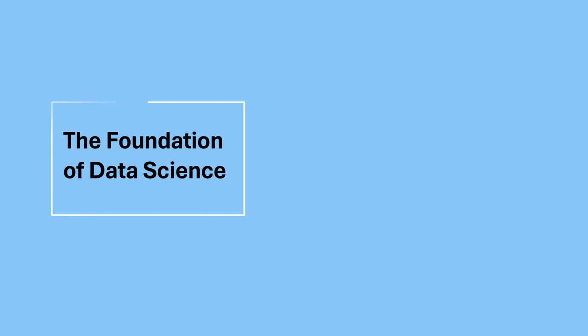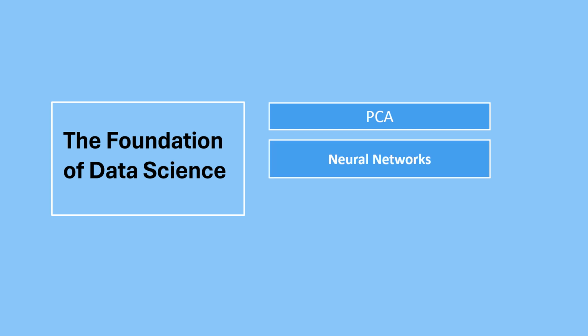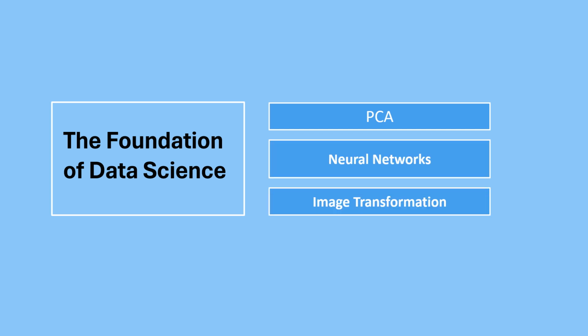To summarize, linear algebra is the backbone of data science and AI. We discussed a few of its applications, such as simplifying complex datasets through dimensionality reduction techniques like PCA, powering neural networks, and enabling image transformation such as rotation, scaling, and skewing. Mastering these concepts will be a major milestone in your journey through data science, artificial intelligence, and beyond.